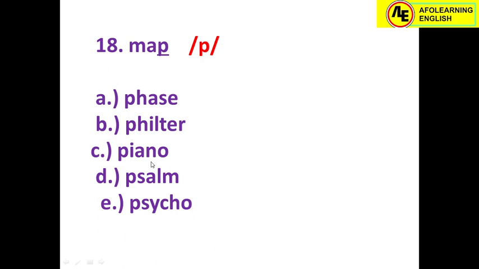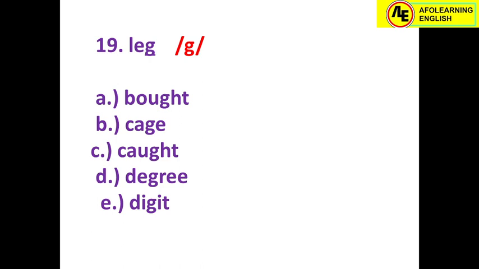Number 18, we have map. This should be very simple. The p sound. We're looking at consonant sounds here. So the answer is piano. The letter P in the other options is either silent or pronounced as in filter and face.